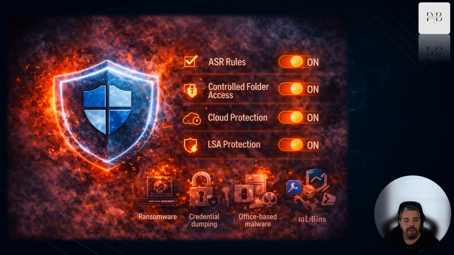Attack Surface Reduction rules, ASR rules, change the game. They block behaviors and not files. Controlled folder access stops ransomware encryption cold. Cloud protection gives you near real-time intelligence. LSA protection hardens the credentials boundary. Together, these features directly prevent credential dumping, Office-based malware, living-off-the-land abuse, and most ransomware encryption attempts.